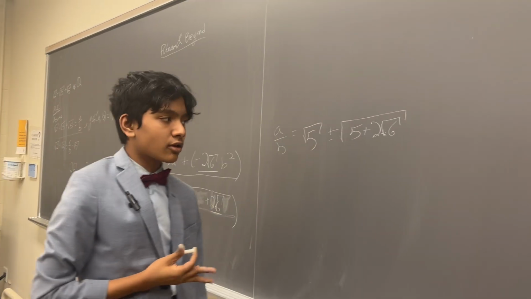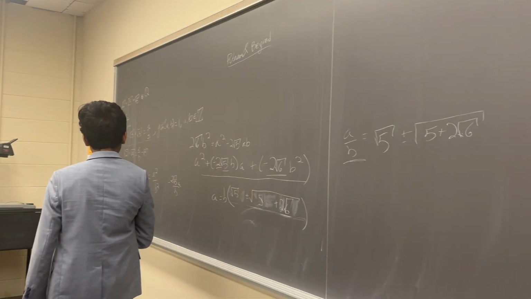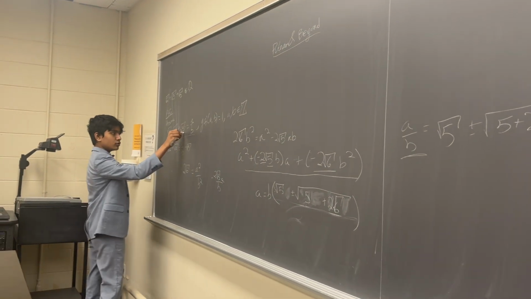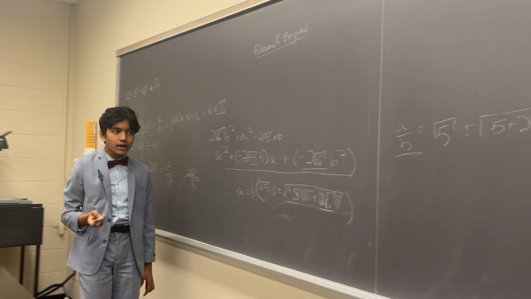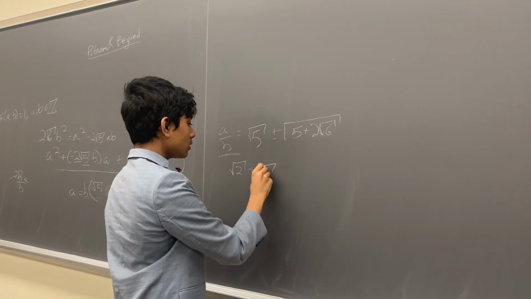from our quadratic equation. Now, we already assumed that a over b was rad 2 plus rad 3 plus rad 5.